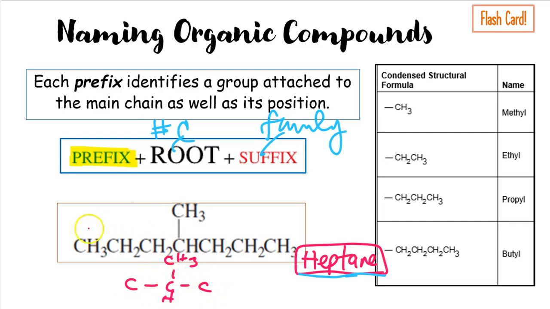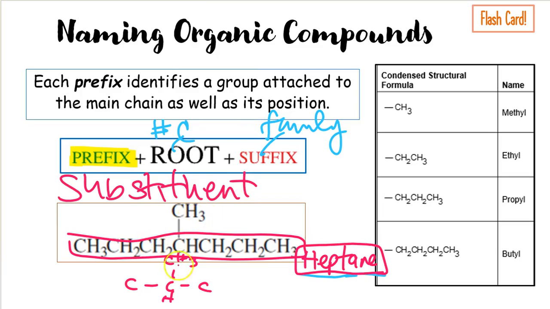So anytime you already have your parent chain consolidated, that's usually always going to be the first thing you do: figure out your longest continuous chain or your root portion. And of course, you can go ahead and do the family or the suffix next. So once you have all those details, anything that's still attached to the parent chain, or branching off of a carbon on the parent chain, is called a substituent.